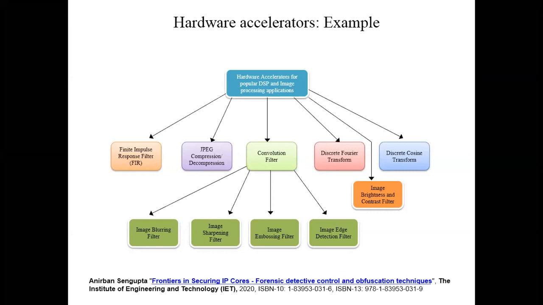The convolution filter is mostly used for performing convolution operations at the hardware level, and these convolution operations could be for image blurring, image sharpening, image embossment, and image edge detection filters. They all are part of convolution filters.